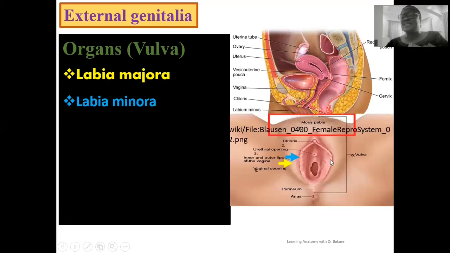Then if you look at this structure, the upper part is the anterior part, and this is the posterior part. This is where we have the anus. So this is the posterior region.